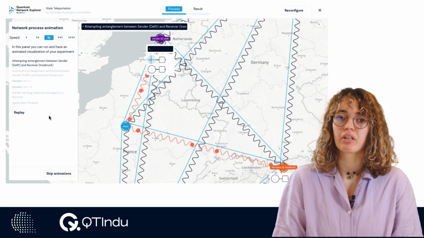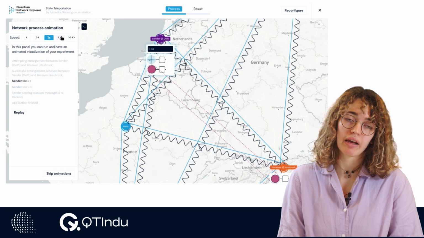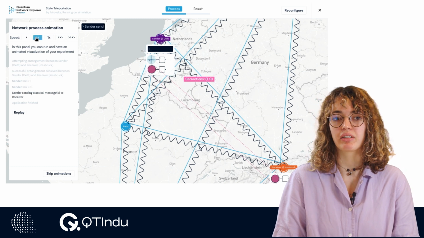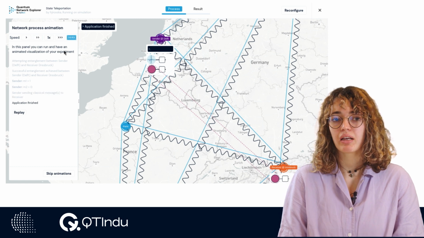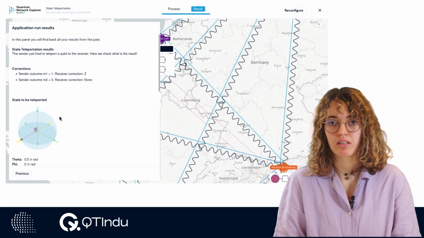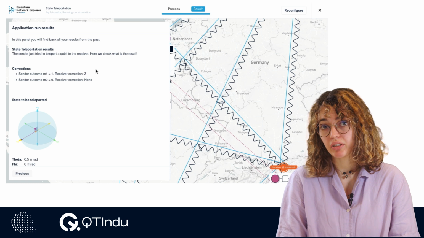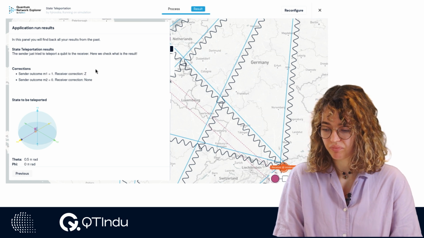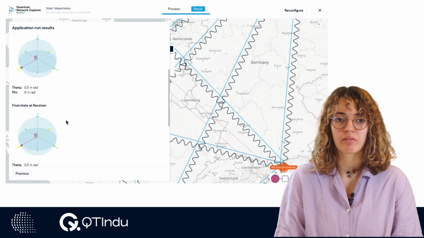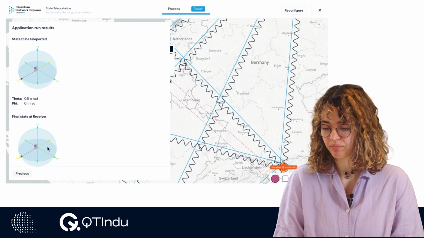You can see what's happening in the application. Well, this is not important for now. What's actually important is that you can change the speed of the animation using these buttons. Once the animation's finished, you can click on Next to check the results. This is again something that is different for each application and is specified by the application developer. For this particular app, we can see the corrections that have been applied and a comparison of the state that we wanted to teleport and that was actually received.